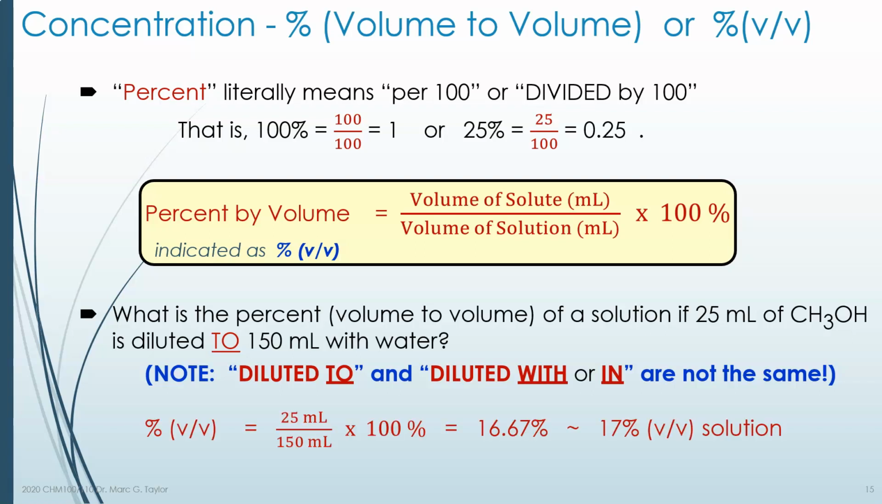So you're going to divide 25 mils by 150 mils, that's your total, and then turn it into a percent by multiplying it by 100%, and you get 16.666 repeating percent. Of course, you'll notice in the problem, 25 mils and 150 mils both have only two significant figures, so we need to round our answer to two sig figs to give us 17% volume to volume solution, and that's how we would write the unit, percent volume to volume or volume slash volume.